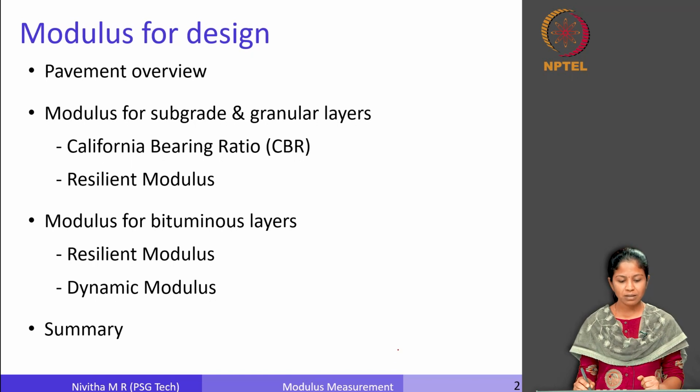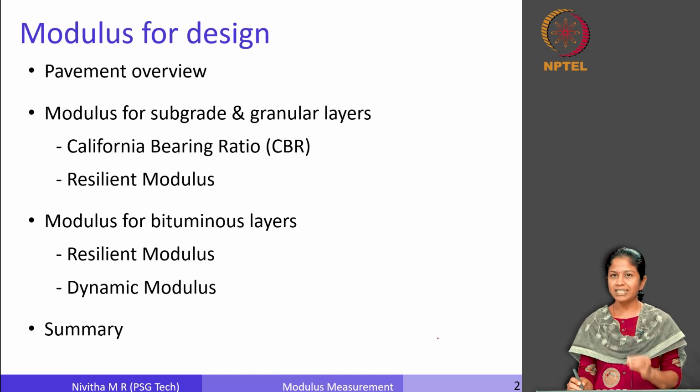The first section is the pavement overview. I will be very generically talking about what is a pavement, what material it is composed of and all that. Then we will move into measuring the modulus for subgrade and granular layers. We will be talking about the measurement procedure for CBR. We will be talking about the measurement procedure for resilient modulus. We will first define what is resilient modulus, why it is calculated and then the measurement procedure. Similarly for bituminous layers, we can measure resilient modulus or we can measure dynamic modulus, and then finally we will summarize.